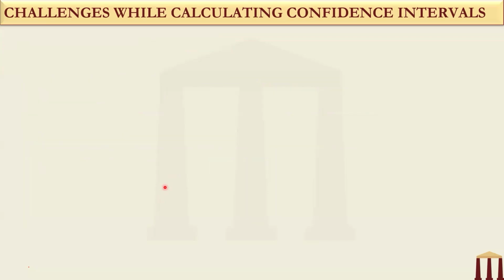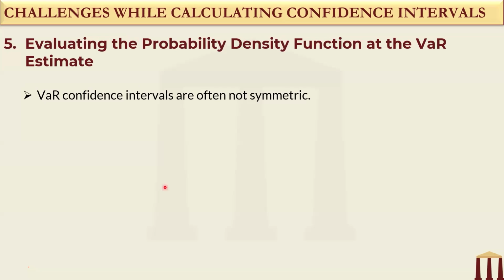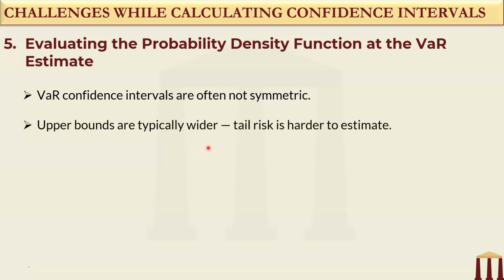Now let's also discuss something quite important when we talk about confidence intervals for VaR. We often assume that they are nice and symmetric, right? But here's the reality: they are not symmetric all the time. In fact, most of the time, these intervals tend to be asymmetric, and more often than not, the upper bound is wider. That's because the tail risk, the kind of extreme loss we fear, is much harder to pin down. So the further you go into those tail scenarios, the messier the estimation gets.